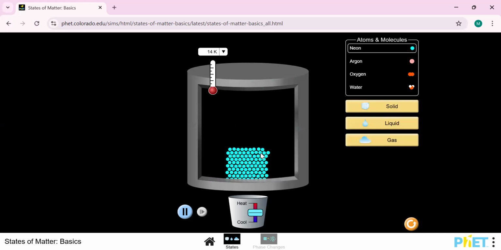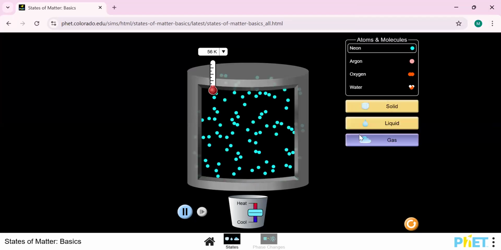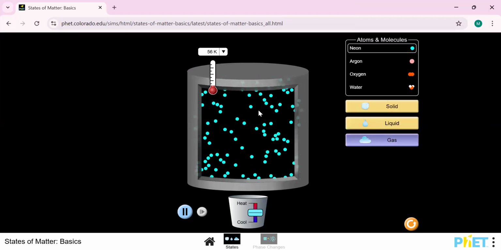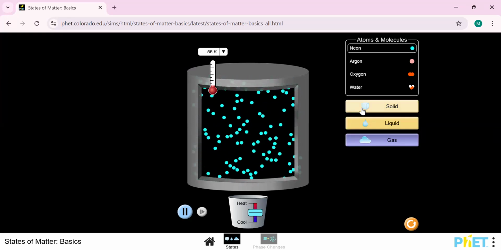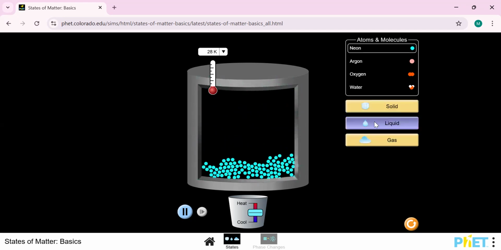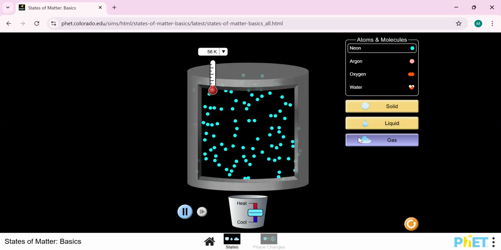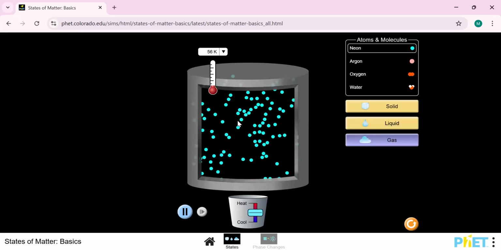Visually, we observe the arrangement of the molecules in solid state. They are closely packed. In liquid state, they are loosely packed. And in gaseous state, they move freely. So in solid state the molecules are closely arranged, in liquid state they are looser, and in gaseous state they are free.